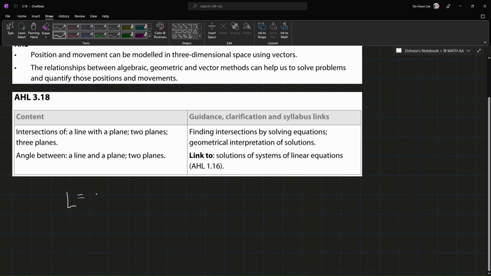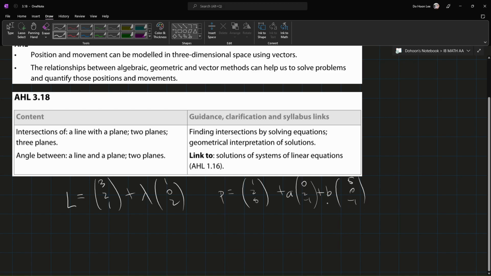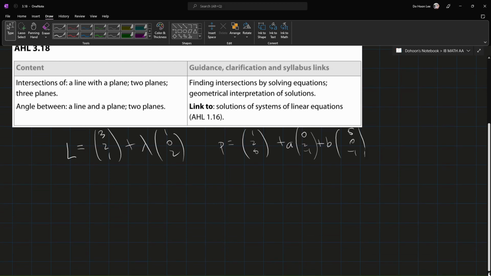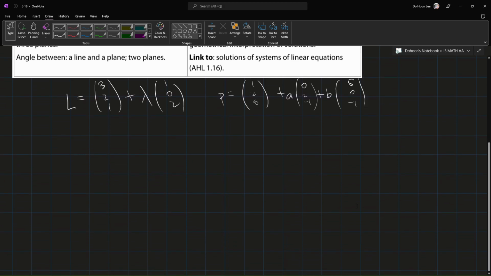L equal to (3, 2, 1) plus lambda (1, 0, 2). And then let's put the plane P equal to (1, 2, 0) plus, let's say, a(0, 2, -1) plus b(5, 0, -1). We can use the parametric equations for both, and we know that the intersection point means that the x, y, and z are all equal.